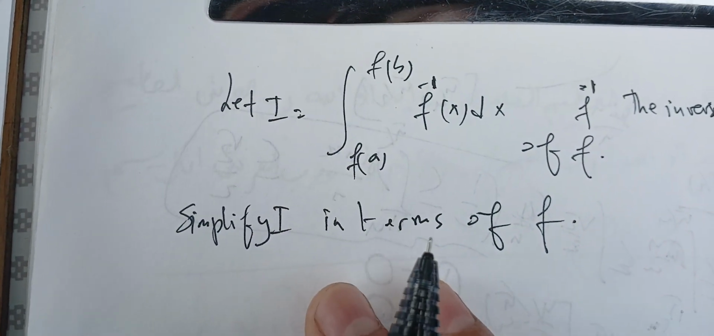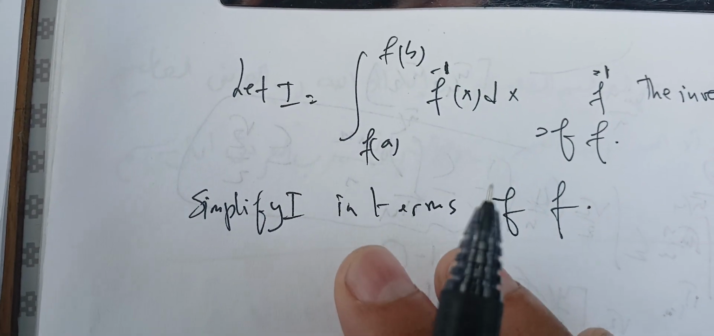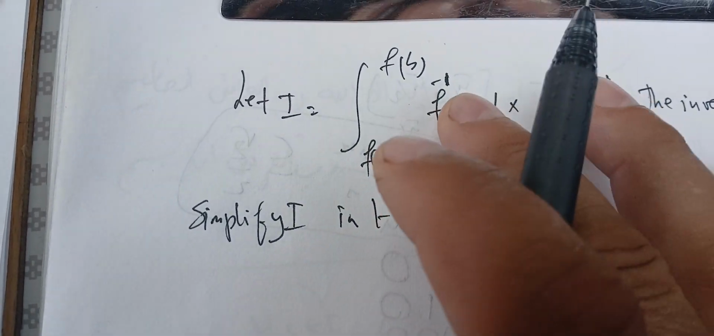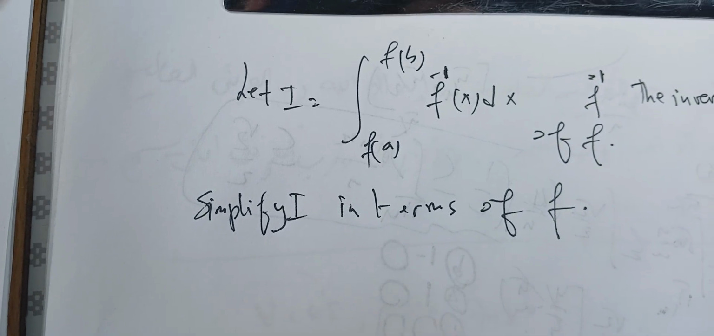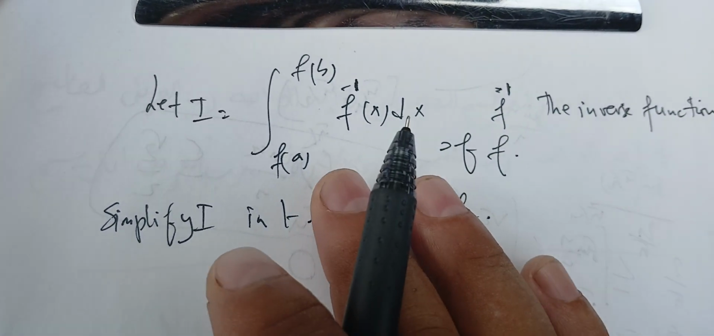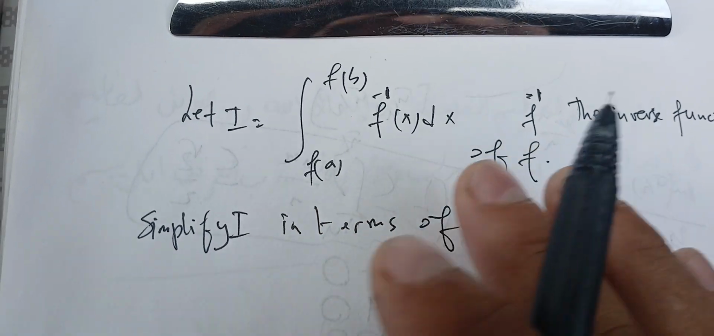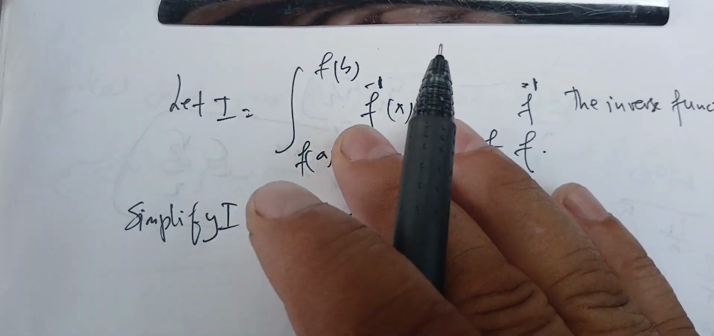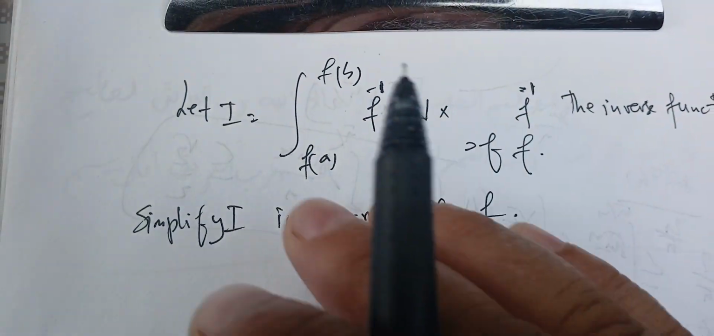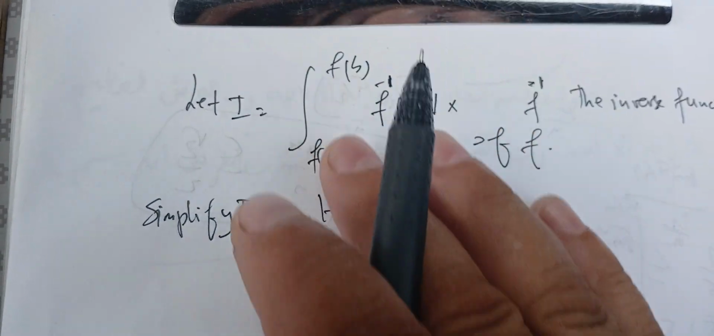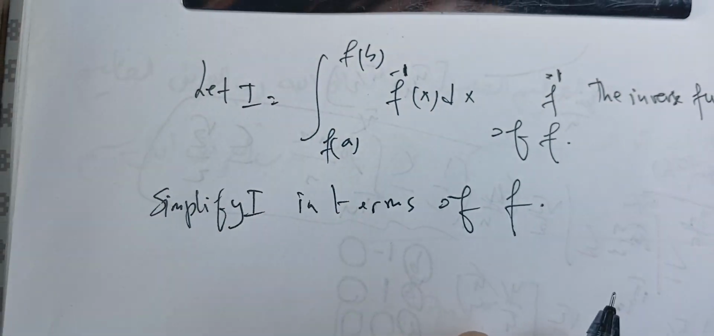We want to find a simpler expression or a formula for I, the integral of f inverse between f(a) and f(b). This one appears a lot in some competitions and in some exams, and we have to get rid of it and have it in our mind. The key to solve this problem is a change of variable.